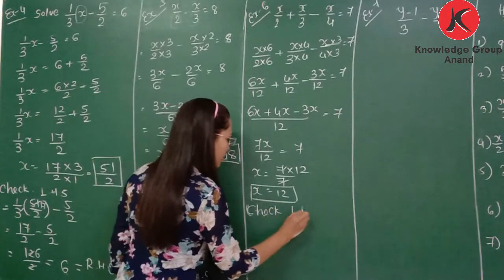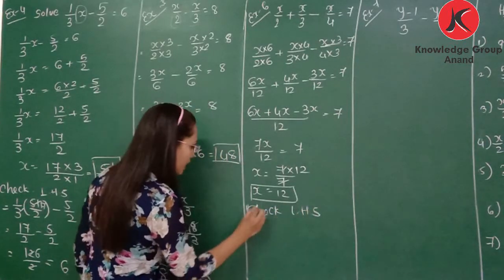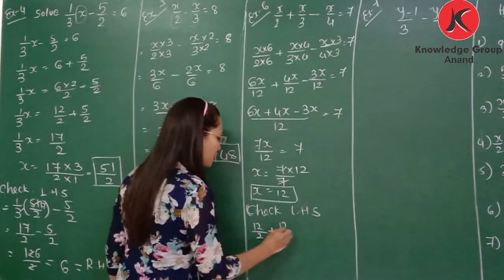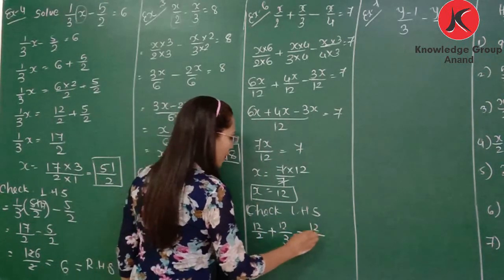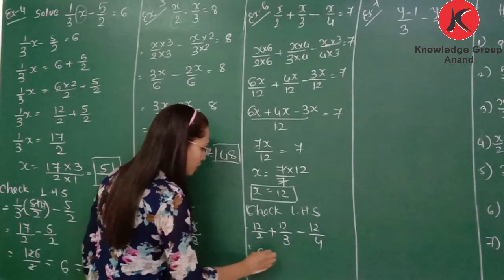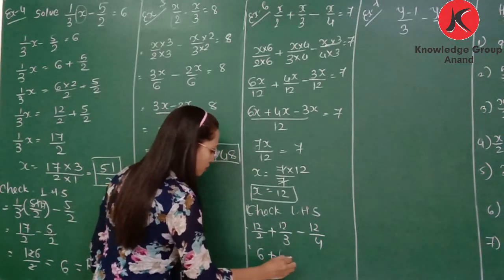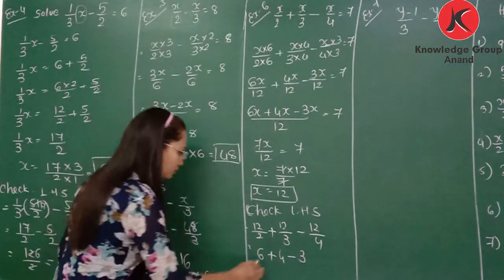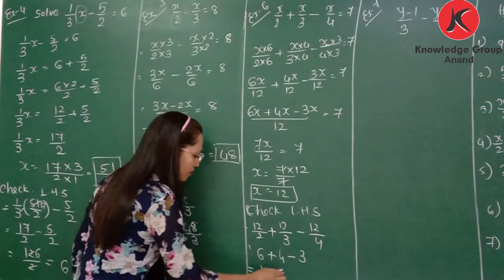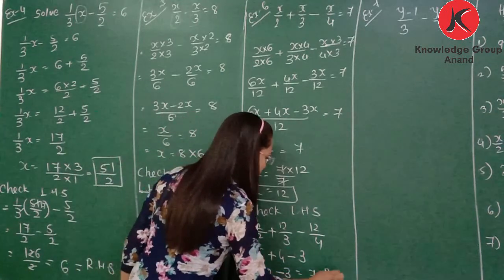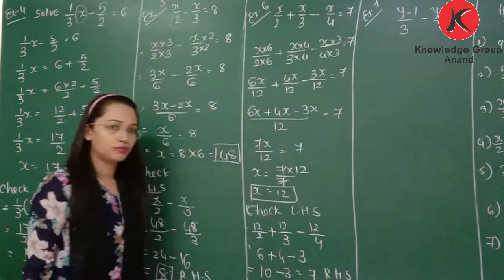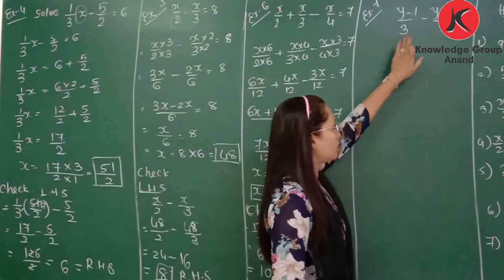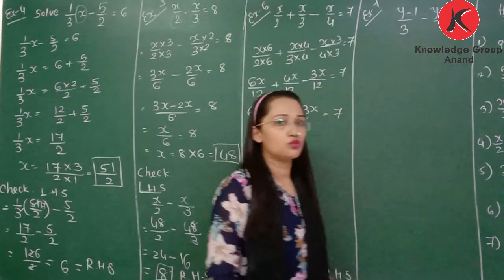Check our left hand side. So here x by 2 means 12 by 2 plus x by 3 means 12 by 3 minus 12 by 4. So here we have 6 plus 4 minus 3. So 6 plus 4 is 10 minus 3 that is 7. We get our right hand side. Clear? Now next one. y minus 1 divided by 3 minus y minus 2 divided by 4 is equal to 1.